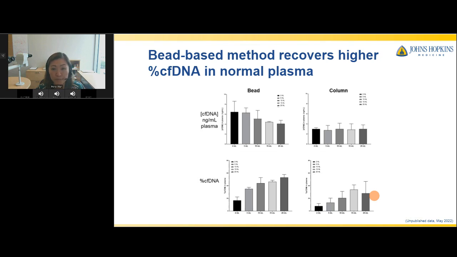So from these studies, we believe that bead-based methods are enriching for longer cell-free DNA molecules, potentially even enriching for purity of cell-free DNA at higher extraction volumes. And these studies are still ongoing, and the sequencing data are unfortunately unable to be shared today.